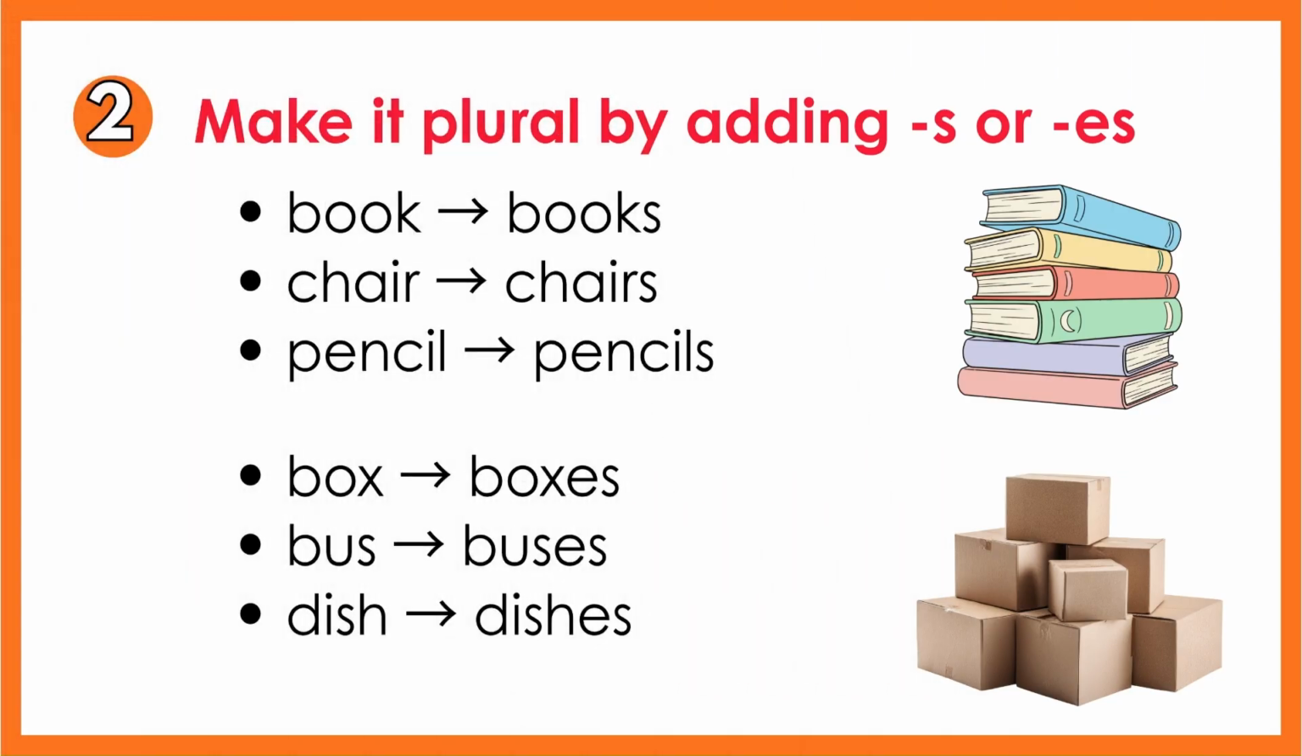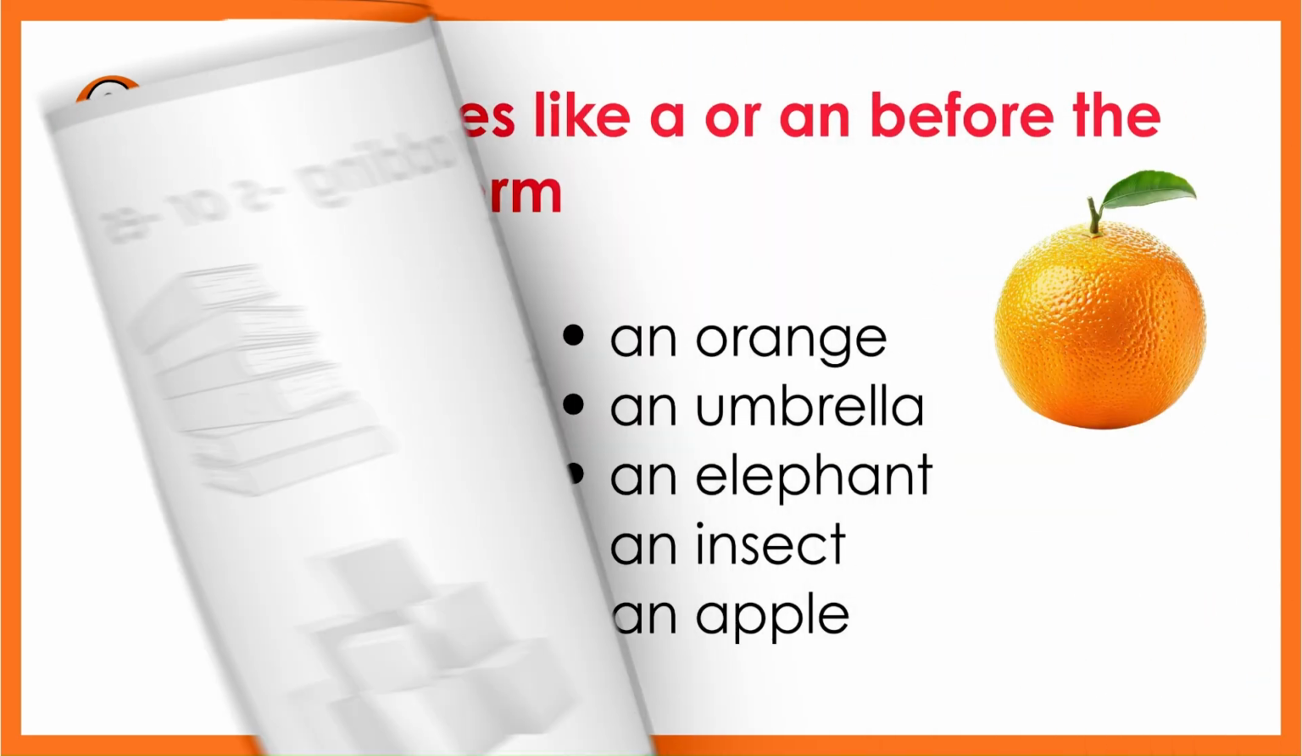2. Make it plural by adding s or es. Let us look at some examples. The word book becomes books. The word chair becomes chairs. The word pencil becomes pencils. Some nouns add es to form the plural. The word box becomes boxes. The word bus becomes buses. The word dish becomes dishes.